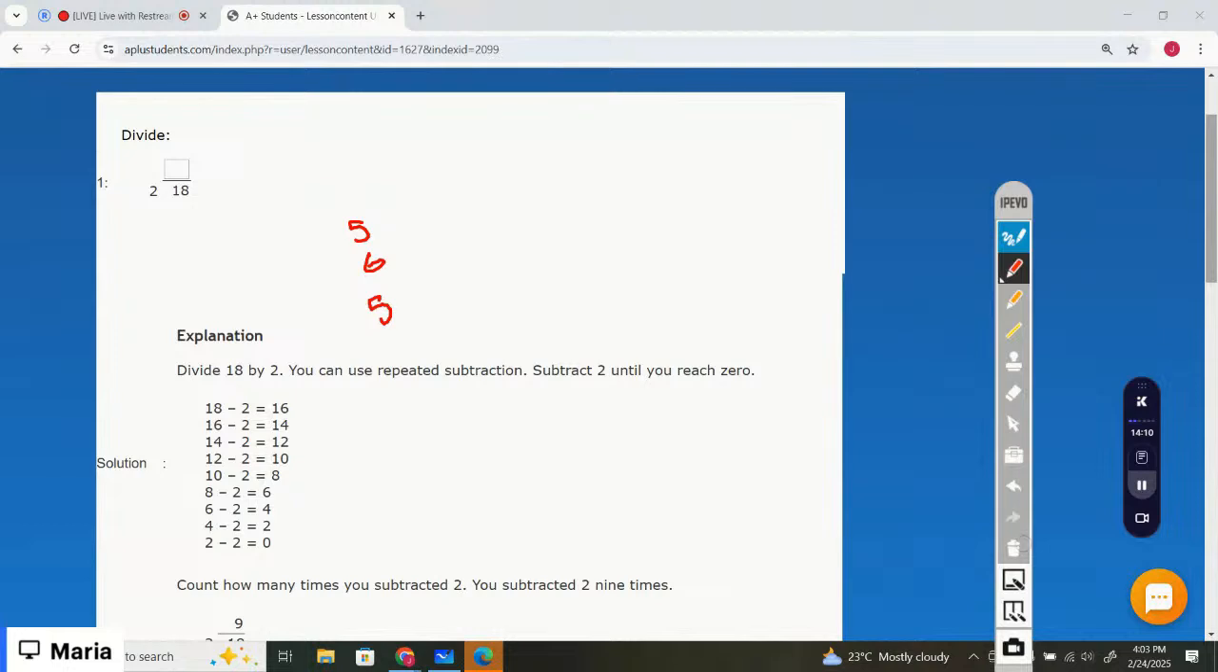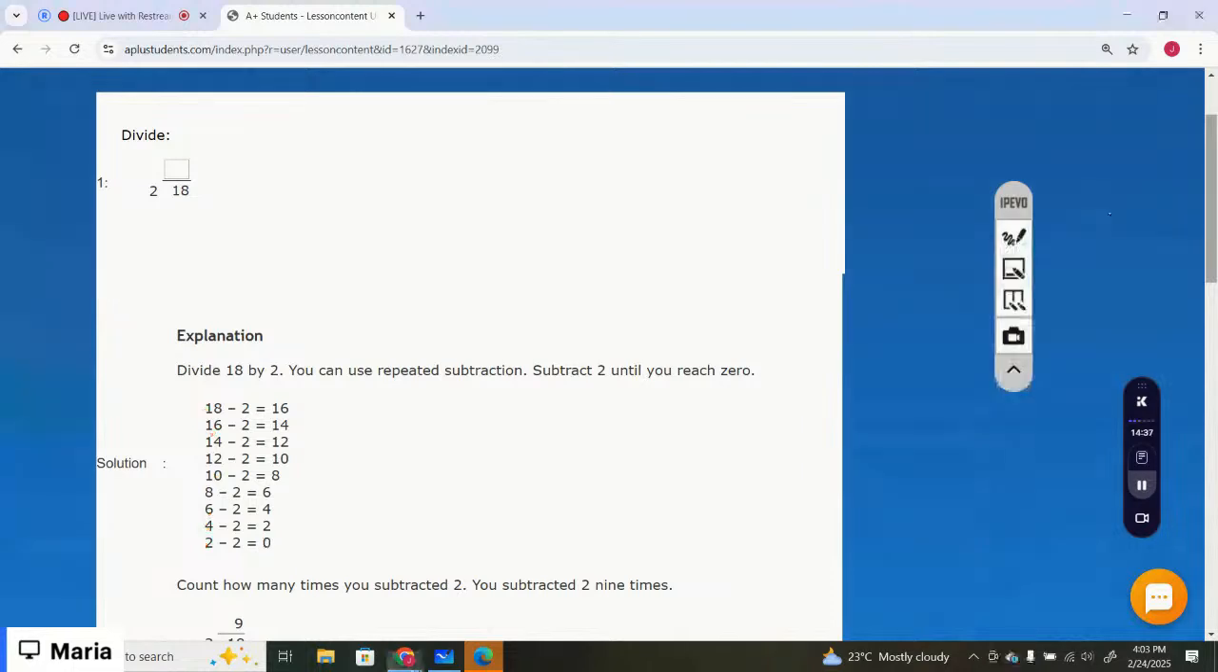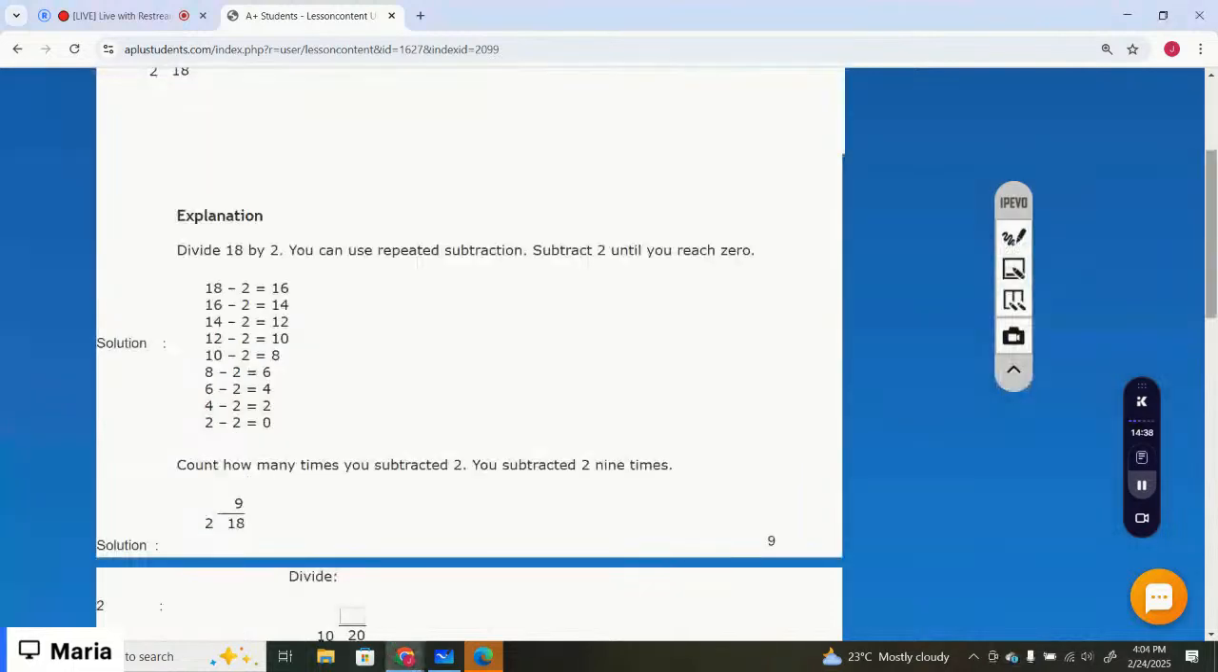You have to subtract 2 every time until you reach 0. Start with 18. 18 take away 2 is 16. 16 take away 2 is 14. 14 take away 2 is 12. So keep subtracting until you reach 0. Now you have to count how many times you have subtracted 2. You did it 1, 2, 3, 4, 5, 6, 7, 8, 9 times. That means if you divide 18 by 2, the answer is 9.